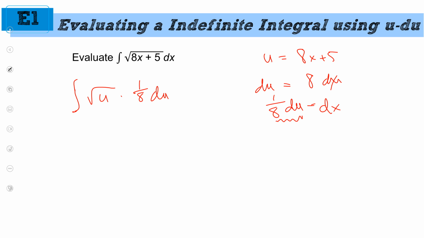Any problems so far? Okay. Now we solve. Now, by solving, I'm going to be smart and I'm going to move the 1/8 out in front. I'm going to write this as u to the 1/2 du. And I'll give you a couple of minutes to go ahead and finish that antiderivative. Go ahead.